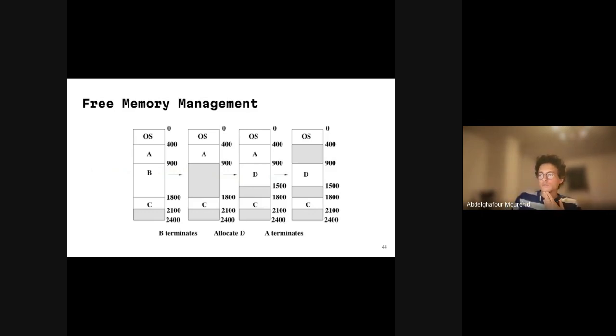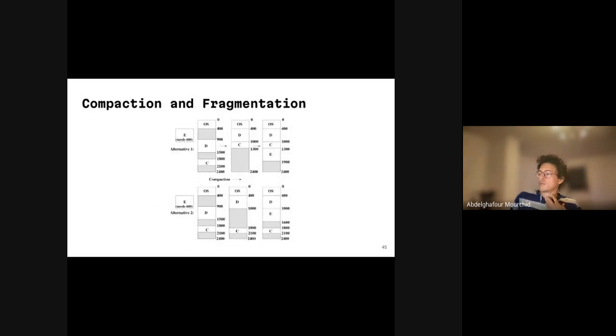One way to solve this is called compaction. Compaction is to try to defragment the space leaking from memory by moving the processes around, and we try to compact them. But then, if a process needs more memory, this also becomes bad because we keep a lot of space extended for processes.